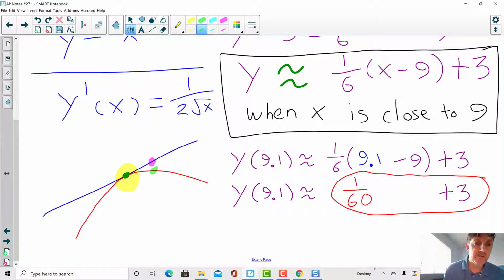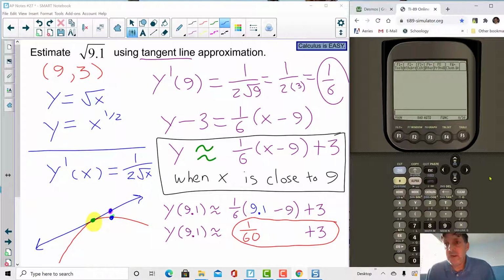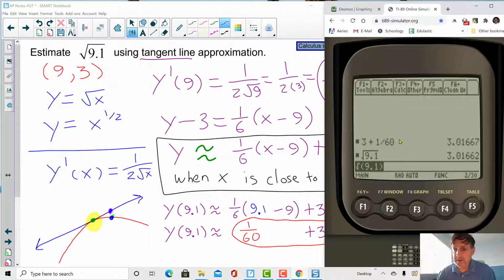Now let's go ahead and compare those two values to see how close our estimate was. We do expect our estimate to be a little bit higher than the real value. Okay, we'll use our TI-89 simulator. We'll just type in the answers. Okay, you can see our estimate is 3.01667. The real value is 3.01662. So you can see that our estimate was accurate up to 4 decimals of accuracy. That's a pretty good estimate.